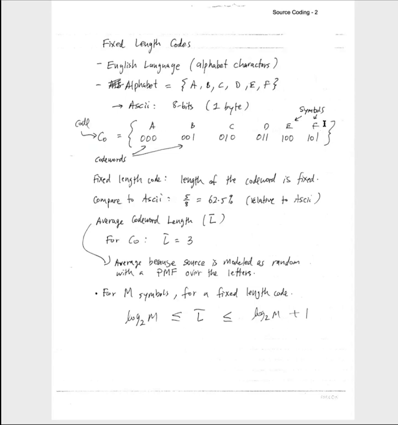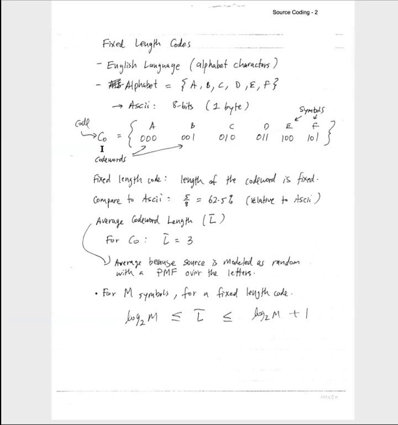So A through F are symbols, the 000, 001, and so on are code words, and the set of code words and the mapping is called a code. Okay, so C0 is my code, or my source code. Hopefully it's not confusing at this point. Yes, I know code has to do with programming, but here the word is reused to mean a mapping. In source coding, it's a mapping between symbols and code words.